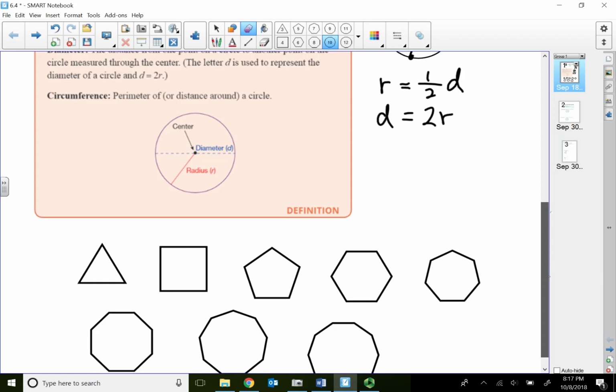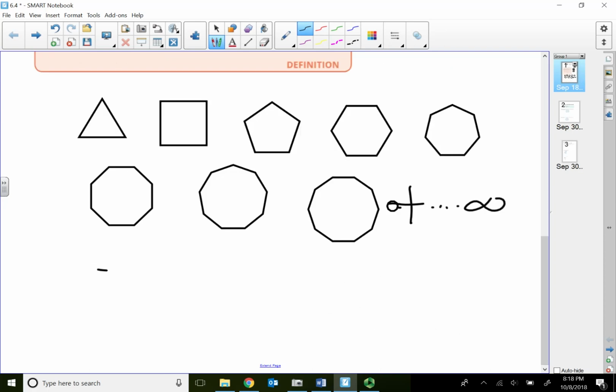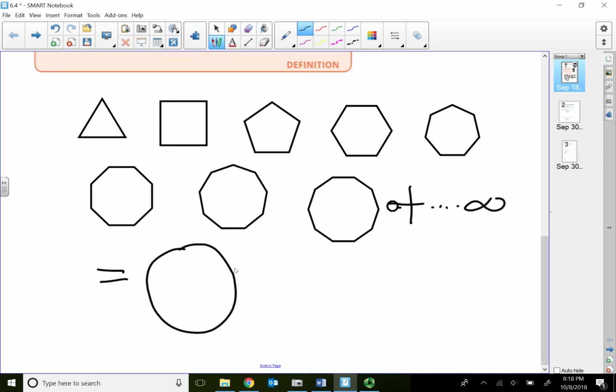Every time I add one extra side, my polygon begins to look more and more like a circle. If I continue to add an infinite number of sides, eventually that's going to give me a circle. So a circle is basically made out of an infinite number of sides of a polygon. That's why I call the circle the mother of all shapes. The majority of these shapes can be drawn from a circle.